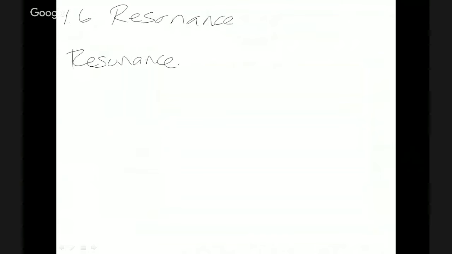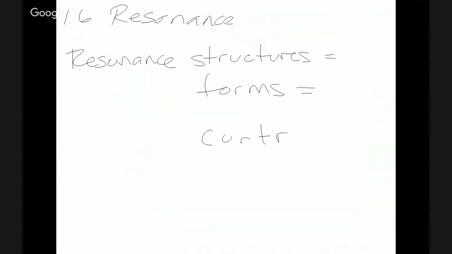Okay, this is resonance structures. Resonance. In chapter 1, we are going to be introducing some very, very important concepts, a little vocabulary. Resonance structures equals forms equals contributors. We'll use these three words interchangeably. These are better representations than a single Lewis structure.